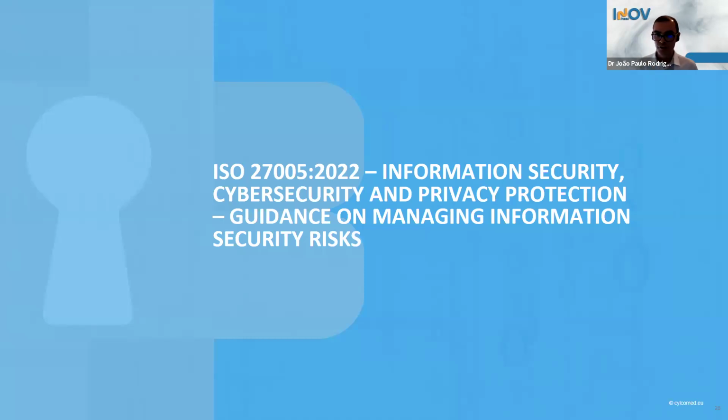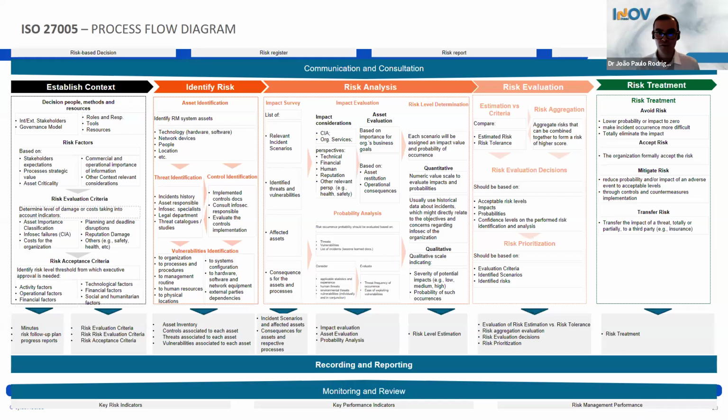So ISO 27005, which is guidance on managing information security risk, is a standard aiming at implementing cybersecurity and privacy protections following ISO 31000. We have here a simplified view of the process flow of ISO 27005. We tried to put as much information as we could here in order to make this slide a reference one, in order to know from one point to the other of the process flow what needs to be done.